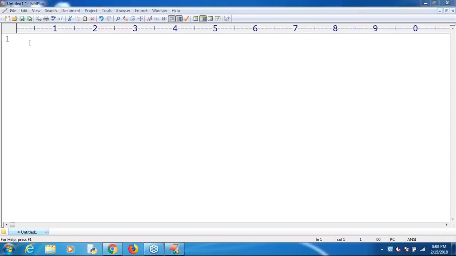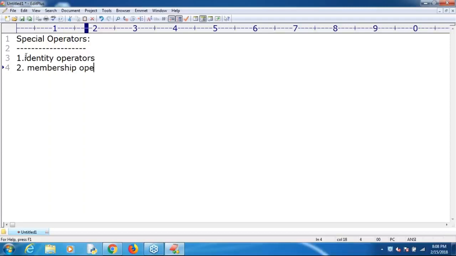We covered multiple operators we discussed: the ternary operator, bitwise operators, logical operators. There are several operators we covered already, right? Now the next thing: just yesterday we started some special operators in Python. There are two: identity operators and membership operators. These two are special operators in Python.